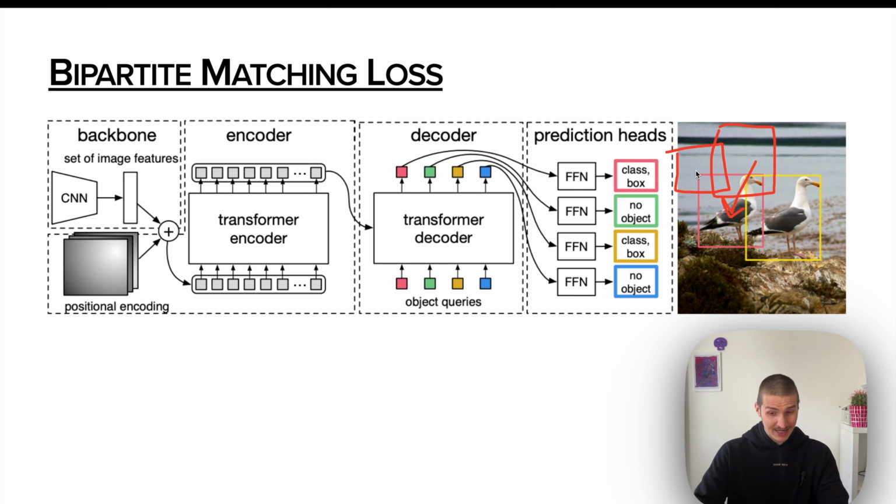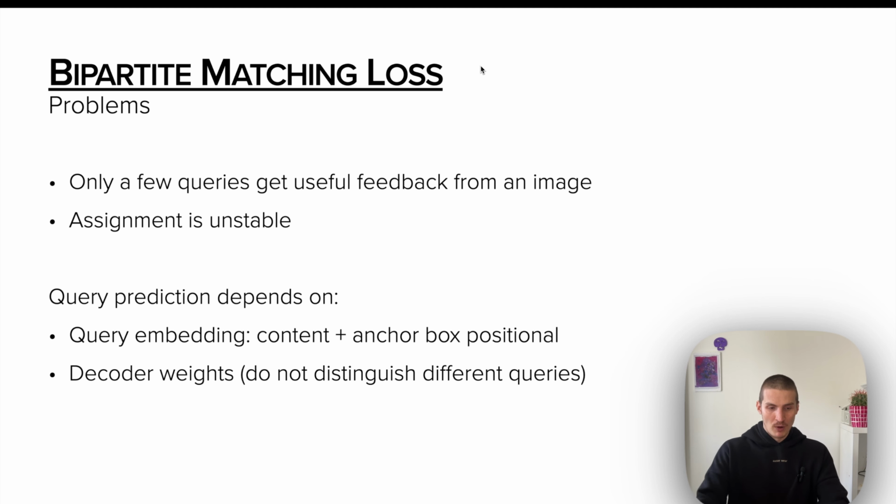But then if on the next epoch, the left expert gets assigned to the bird, that's unfortunate because it didn't have that much information. It didn't really train that well to detect this bird. But now we're telling it that it should have detected the bird. And the previous expert that might have done a good job at detecting, again, does not receive any feedback. So to sum up, problem number 1 is that only a few queries out of 300 get any sort of useful feedback about where the object is. Most of them just get no object assignment and no bounding box coordinates as feedback.